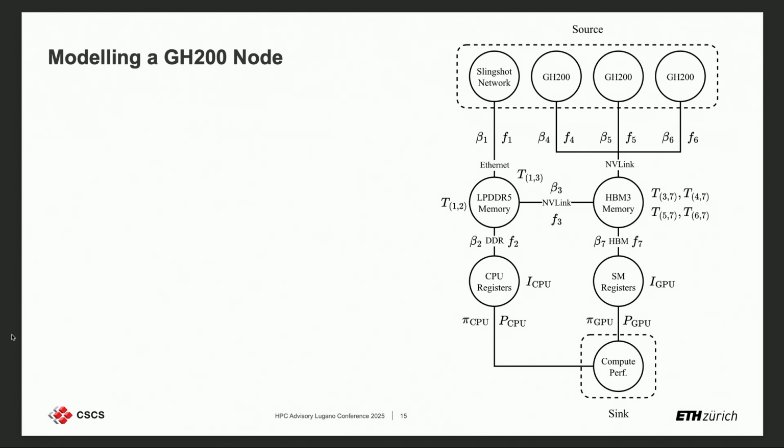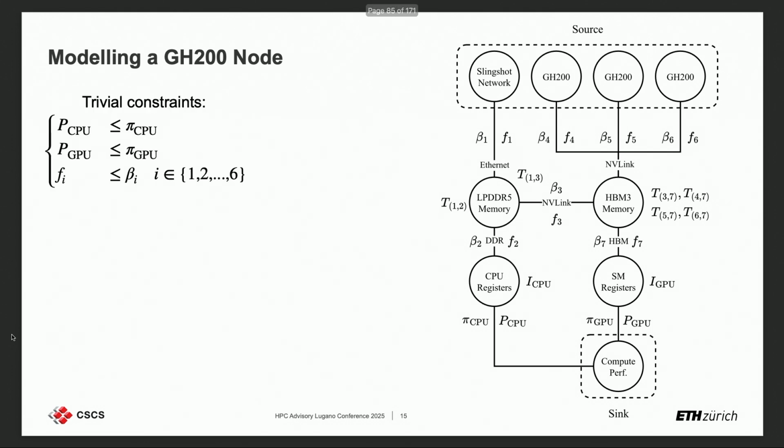And we solve exactly as we did for our linear problem. We start with the trivial constraints, which are essentially that the performance of the CPU is smaller or equal than the peak performance of the CPU, and the performance of the GPU is smaller or equal to the peak performance of the GPU, as well as having every flow in our flow network be smaller or equal than the corresponding peak theoretical flow that that specific hardware component supports.